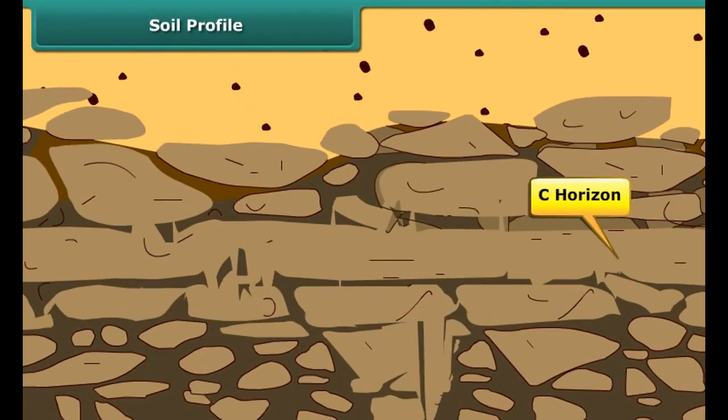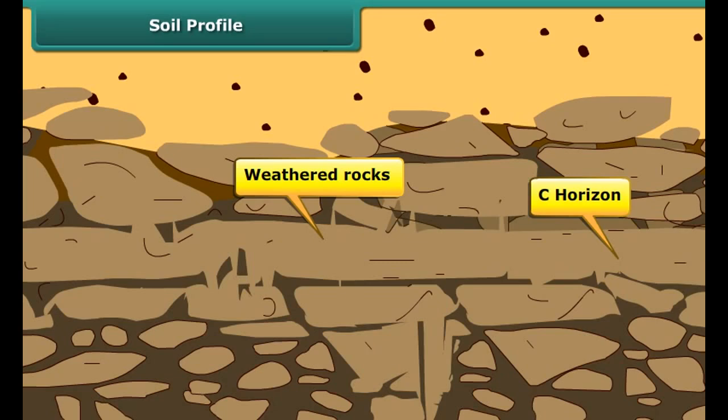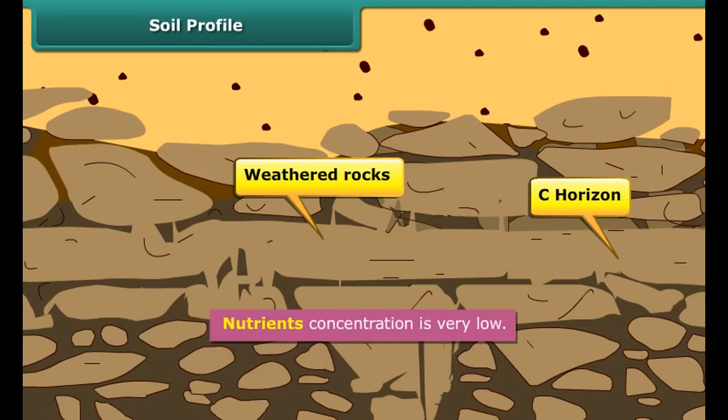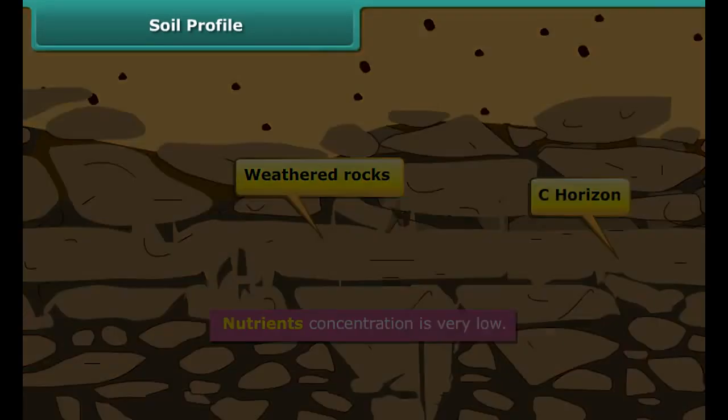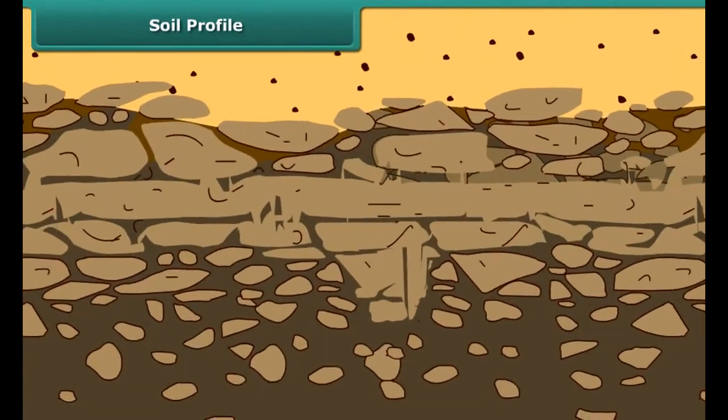The fourth layer is the C horizon. This layer is rocky and made up of weathered rocks. Nutrient concentration is low in this layer. The final layer is made of solid rocks and commonly known as bedrock.